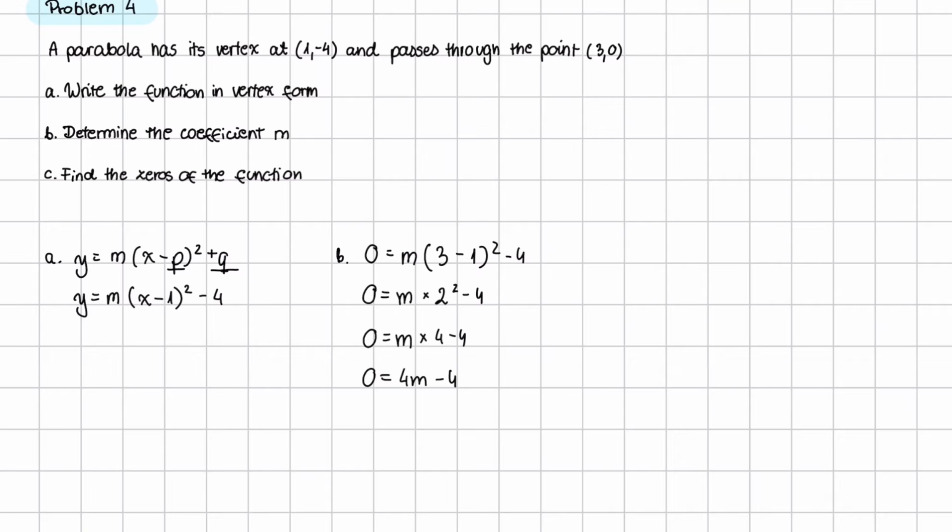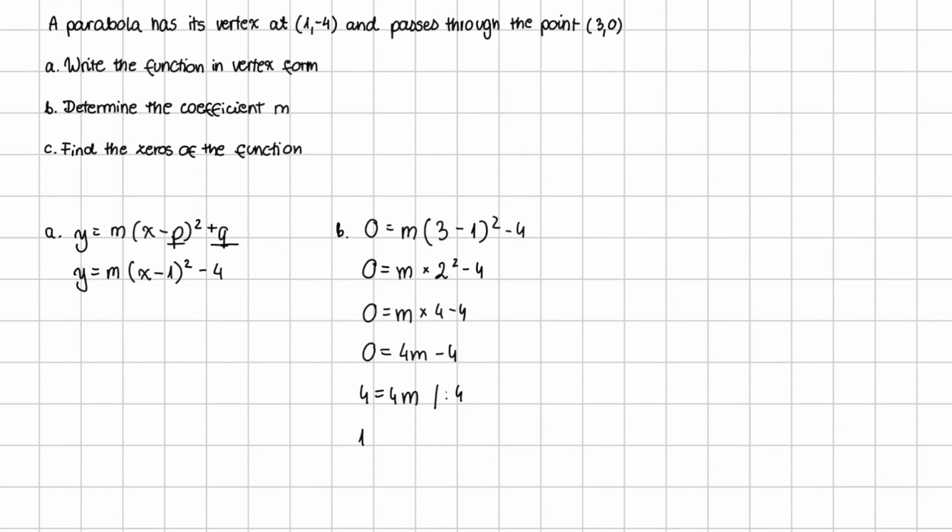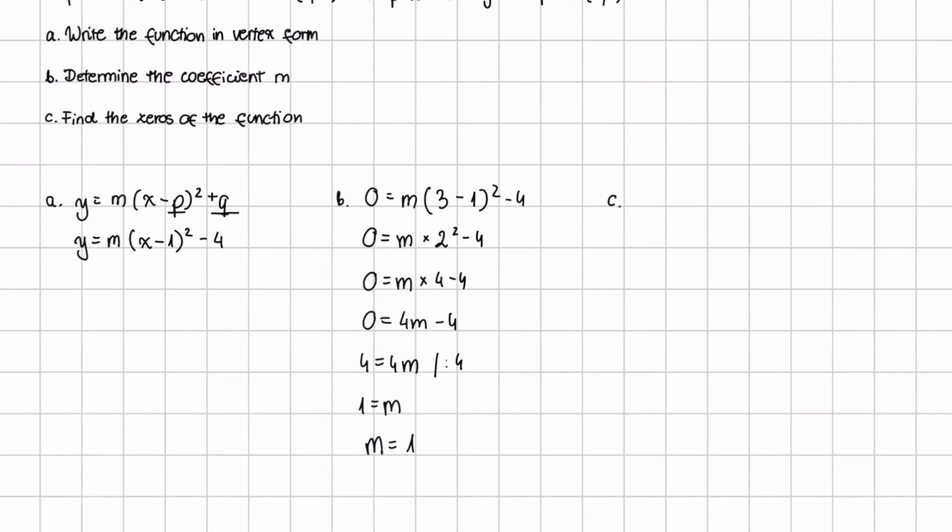So we can move our negative 4 to the left hand side. So 4 equals 4m, and now divide both sides by 4. So 1 equals m, so our gradient m is 1. C. Find the zeros of the function. So in other words, we have to find the points on our graph where our y is 0. And we can rewrite our function. So 1, and in bracket we have x minus 1 squared minus 4.